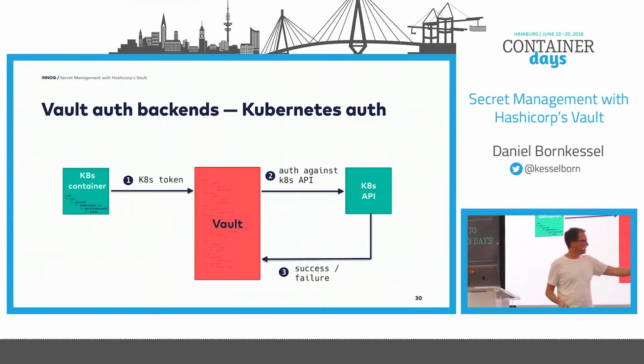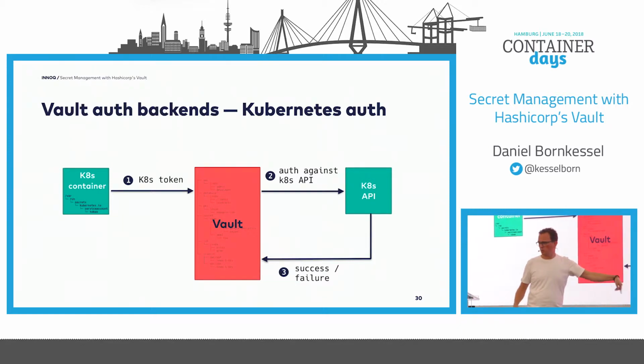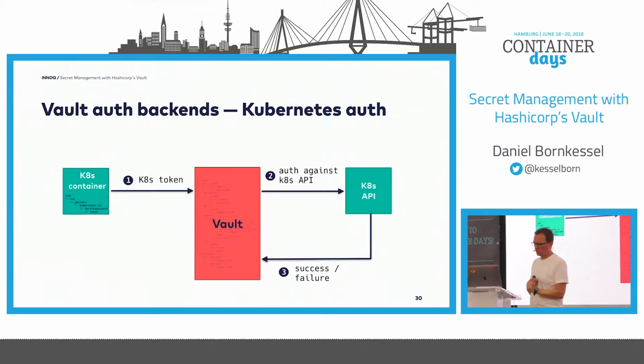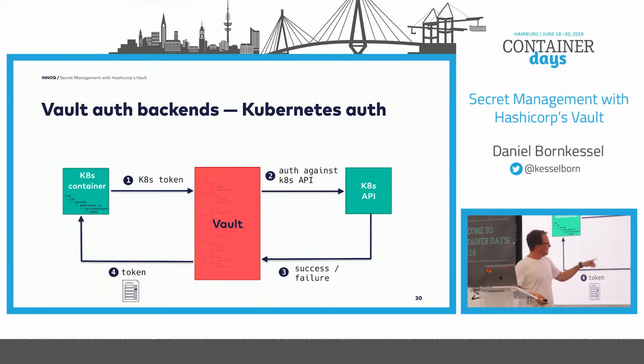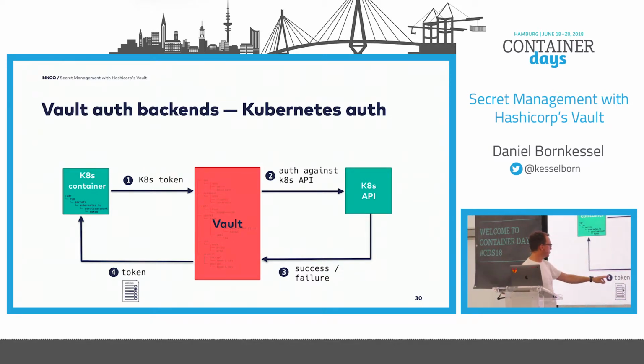and then gets a reply, a success or failure with the information about the service account name and the namespace this pod is running in. And depending on whether we allow this in Vault or not, it returns a token with some policies attached to it.